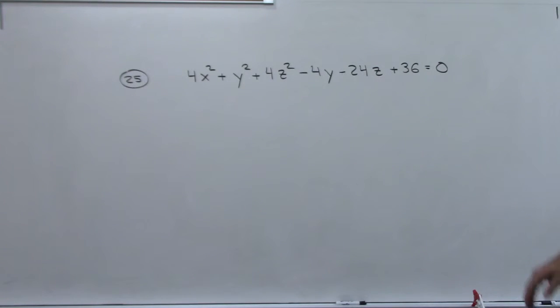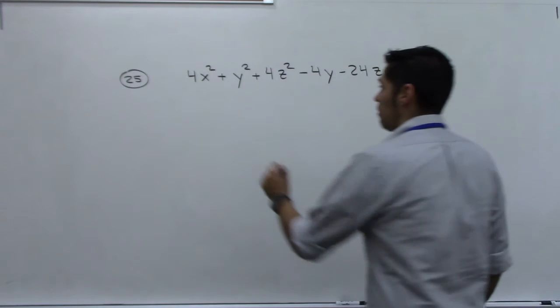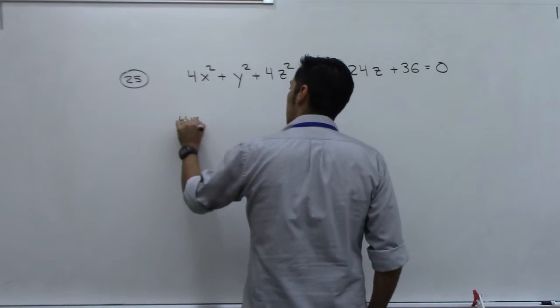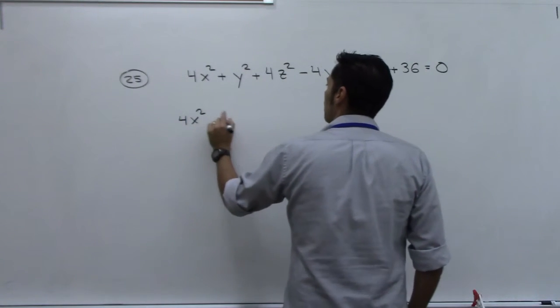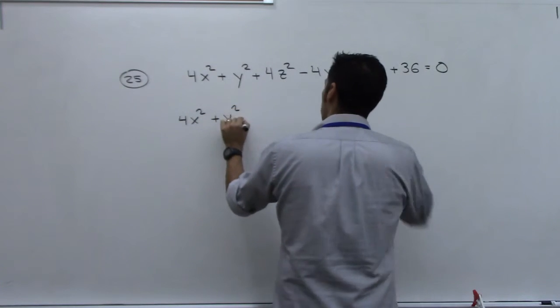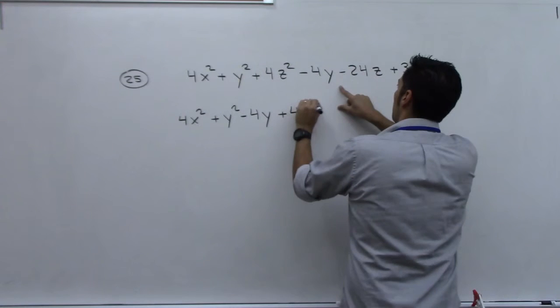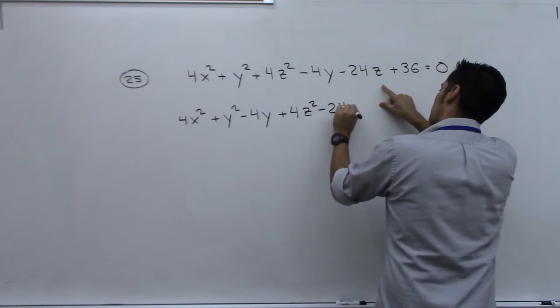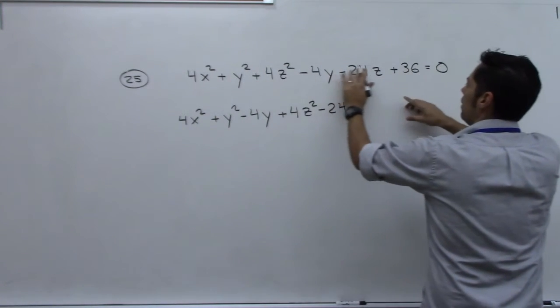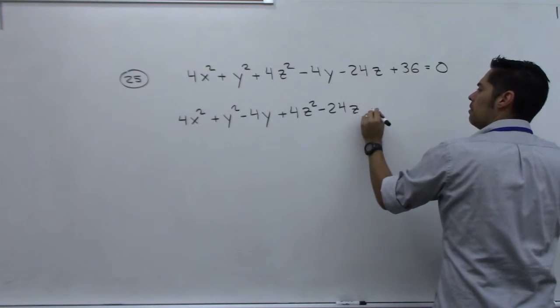So what we're going to do is we're going to try and complete the square. So 4x squared, I don't have any x terms, just x squared. And then plus, let's see, y squared, but then I have minus 4y. Plus 4z squared, but then I have minus 24z. And then plus 36 equals 0.